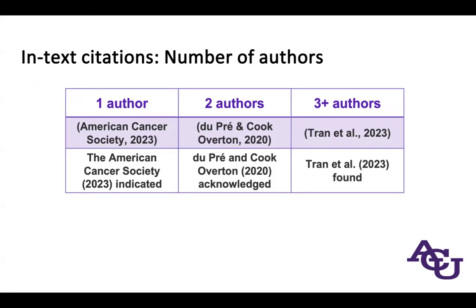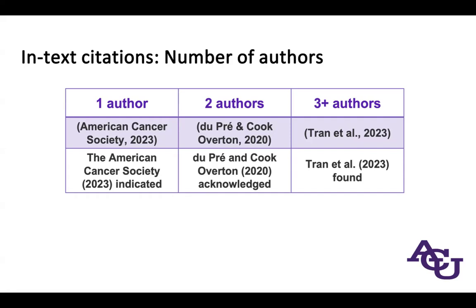Here's a handy dandy chart to sum up how to write your in-text citations according to the number of authors. If you have one author, including an organizational author, you would put just the name of the author in parentheses or in the sentence, followed by the year. If you have two authors, like your textbook, you would name them in parentheses, put an ampersand between their names, and put the year. On the other hand, if you write their names out in a sentence in your text, for instance, in the bottom part, it says, Dupre and Cook Overton 2020 acknowledged. We don't use an ampersand in that case. We spell out the word and.